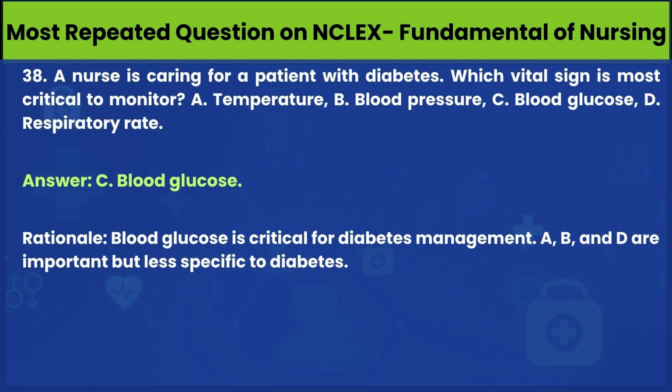Answer: C. Blood glucose. Rationale: blood glucose is critical for diabetes management. A, B, and D are important, but less specific to diabetes.